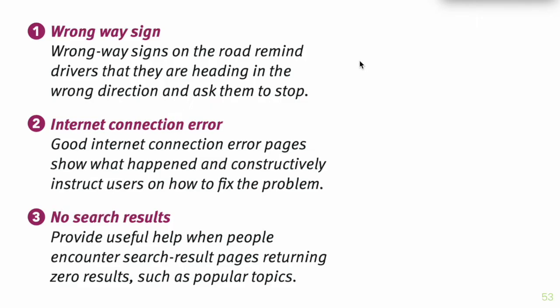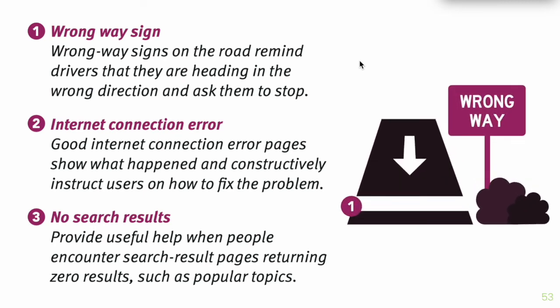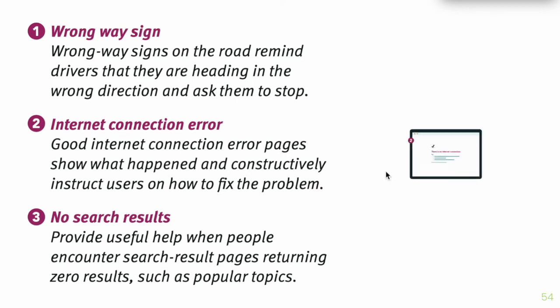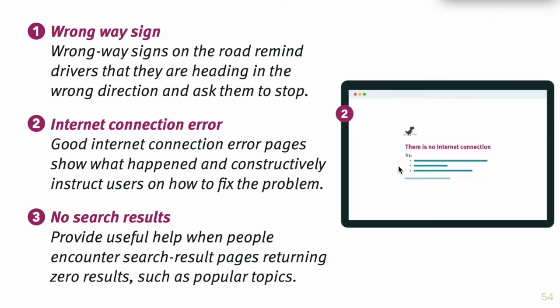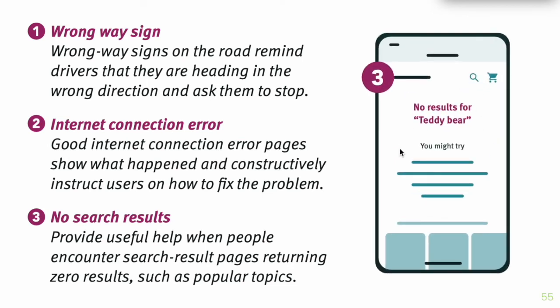Okay, so you have here real-world examples, the wrong way sign. So the wrong way signs on the road remind drivers that they are heading in the wrong direction and ask them to stop. The internet connection error and no search result for that search query.